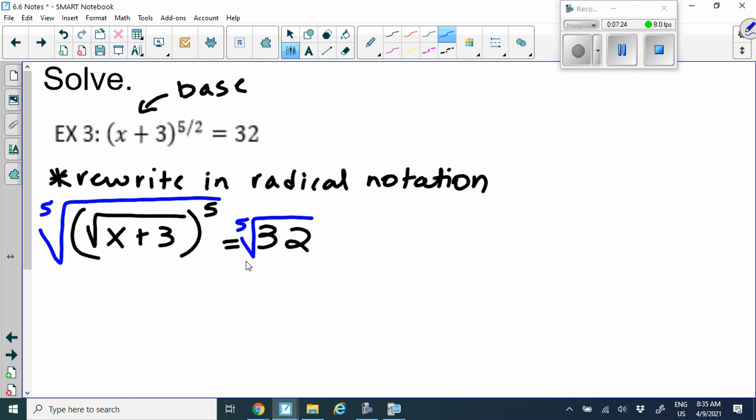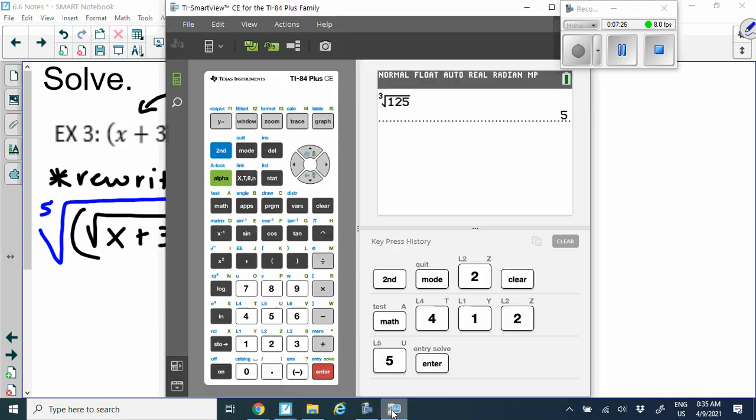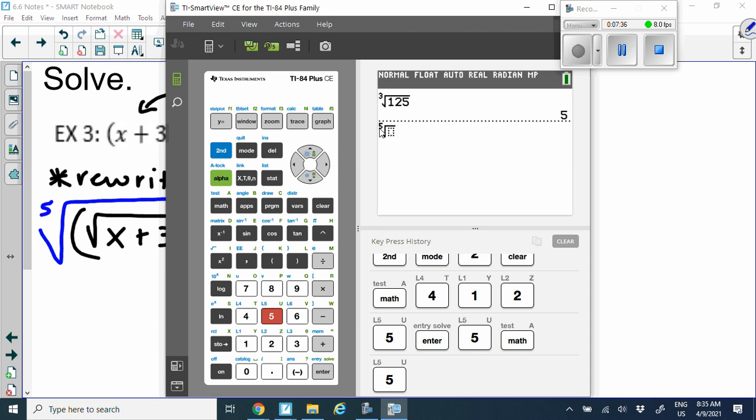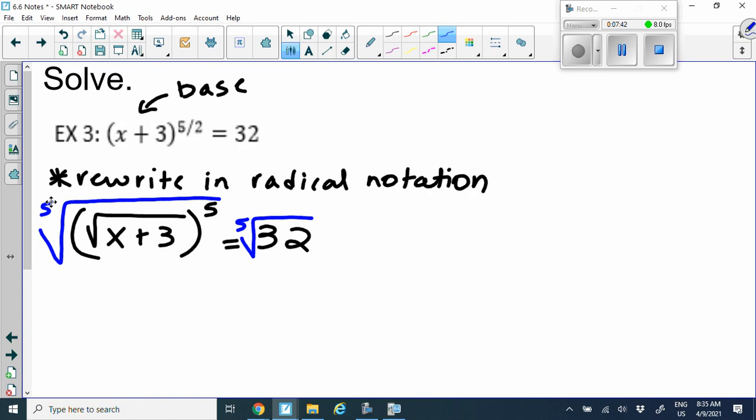Now, once again, we can plug this into our calculator if you don't know the 5th root of 32. So here, what we'll have to do first is put the number 5, go to math, and go to number 5. That allows us to do the 5th root. So I have the 5th root of 32, and I get 2. Remember, this is an odd root, and with odd roots, we only have one solution, so I don't need the plus minus sign. So now I have the square root of x plus 3 equals 5.